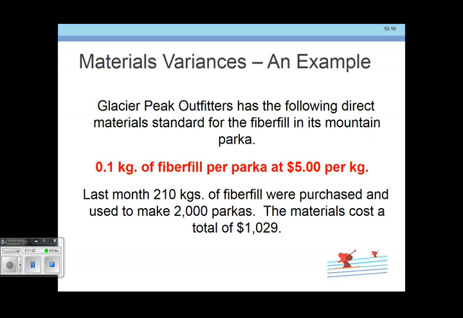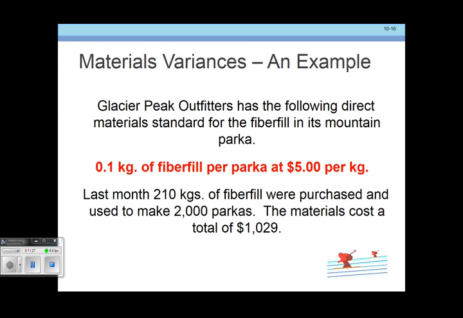So notice what we have here, and this is a materials variance example. They have the following direct material standard for fill in their parka. It should use 1.1 kilogram of fiber fill per parka at $5 per kilogram. Last month, they used 210 kilograms to fill 2,000 parkas, and the total material cost was $1,029.